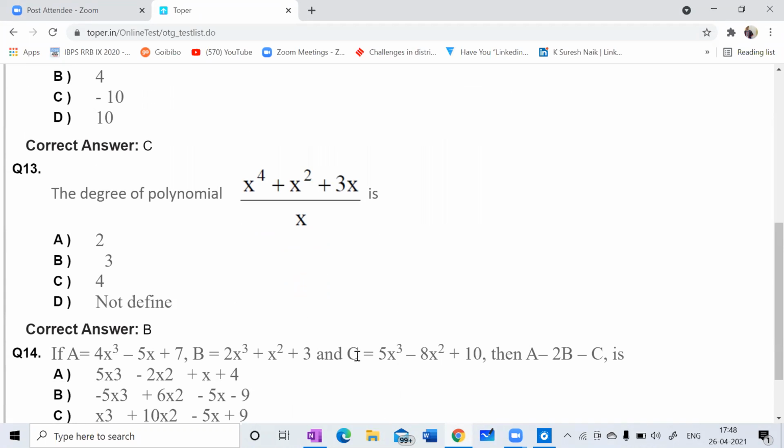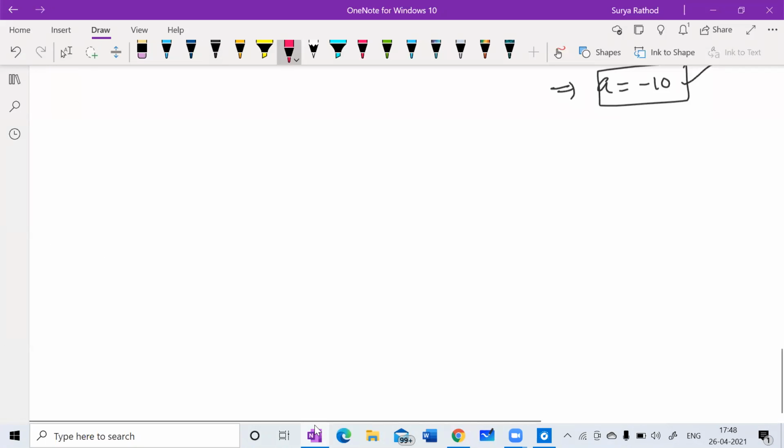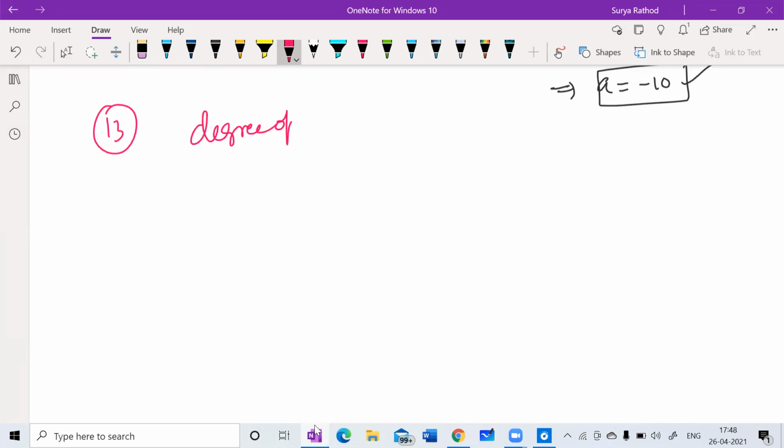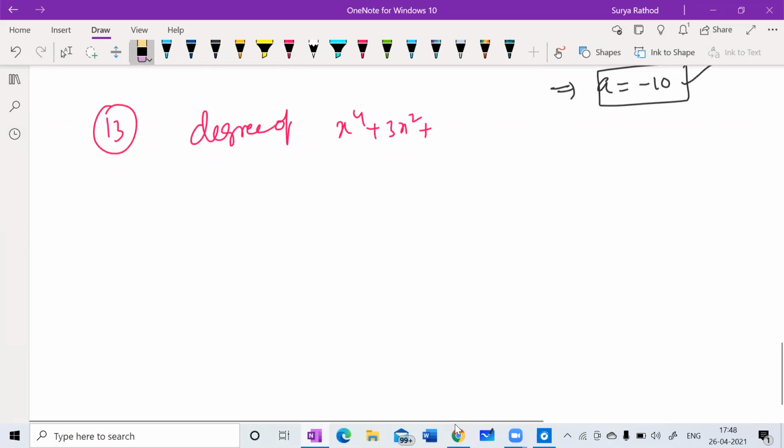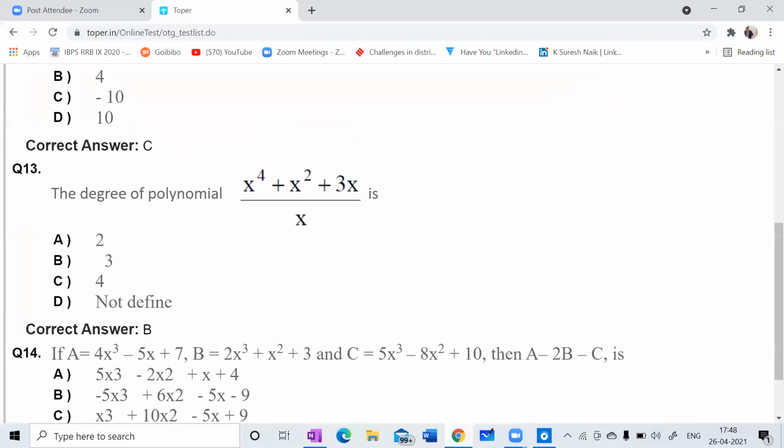Degree of the polynomial (x power of 4 plus x square plus 3x) by x. Let me write the question here. 13th question: degree of (x power of 4 plus x square plus 3x) by x.